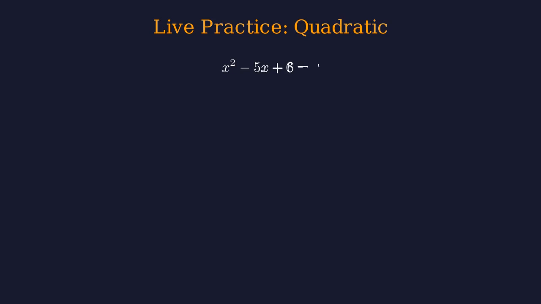Live practice walk through, question 1. Quadratic root. Try this with me. Solve x squared minus 5x plus 6 equals 0. You find x equals 2 and x equals 3. Now perform the 3-step check out loud.